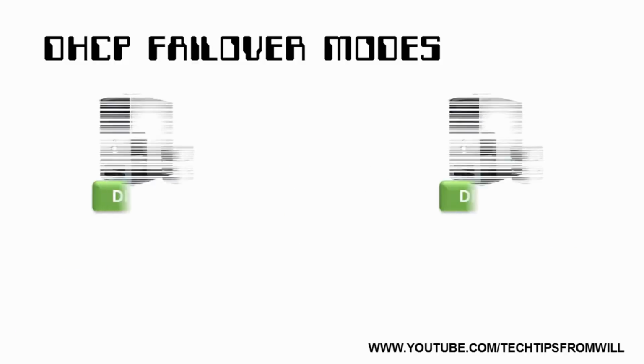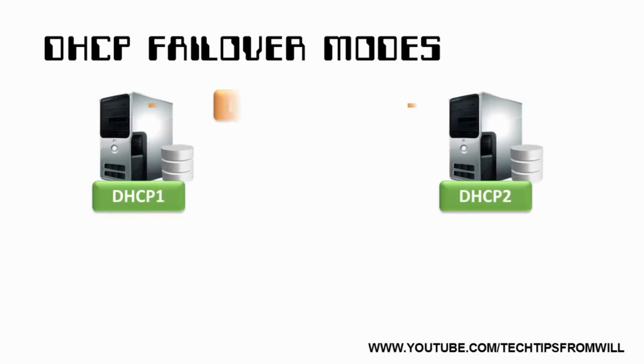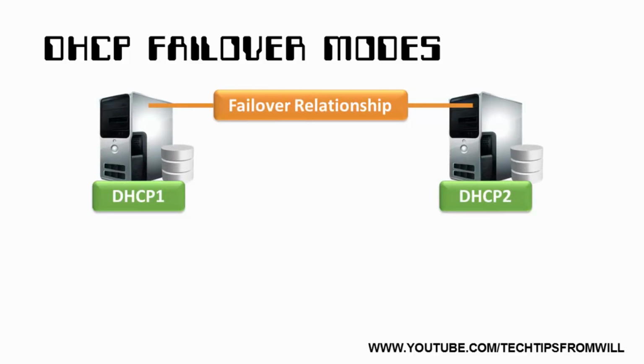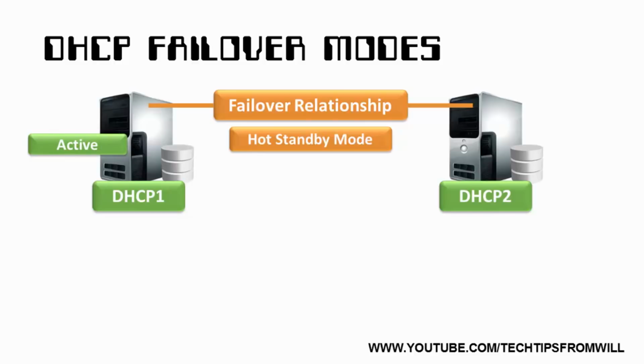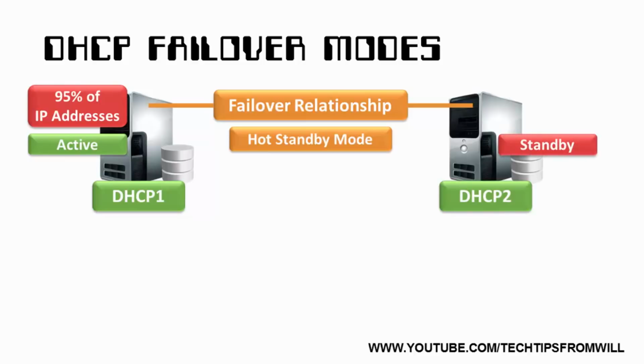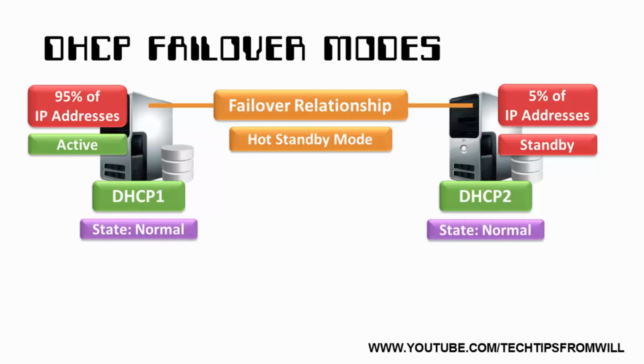Let's consider the same two DHCP servers with a failover relationship. Only this time, the failover mode is hot standby mode. DHCP server 1 is the active server, which means that, by default, it has control of 95% of the IP addresses. DHCP server 2 is the standby server, with a reserve percentage of 5%. Since both servers are available, they are both in the normal state.